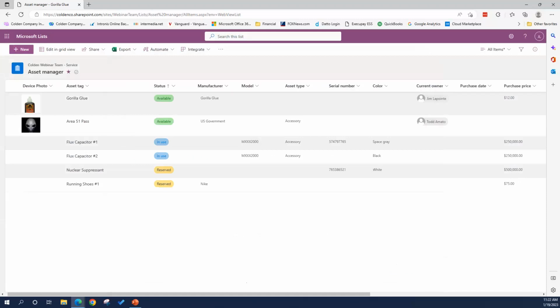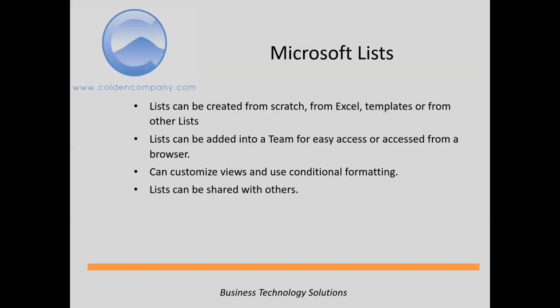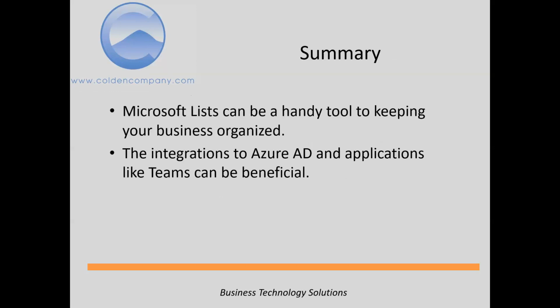Okay, with that, we're going to get back into our PowerPoint here and summarize what we talked about today. Microsoft Lists can be a handy tool for keeping your business organized. It has integrations with Azure Active Directory and applications like Teams, which can really be beneficial. Really help to streamline your business process and make data more accessible.